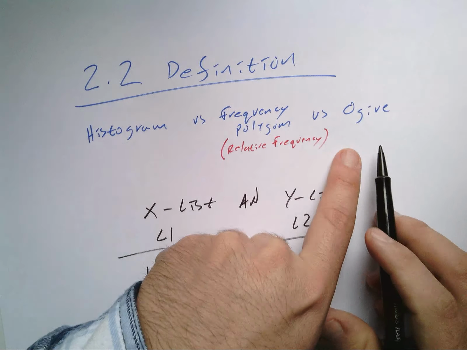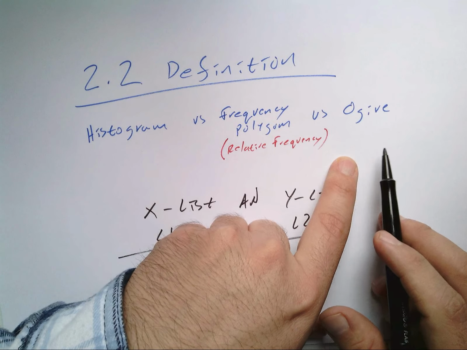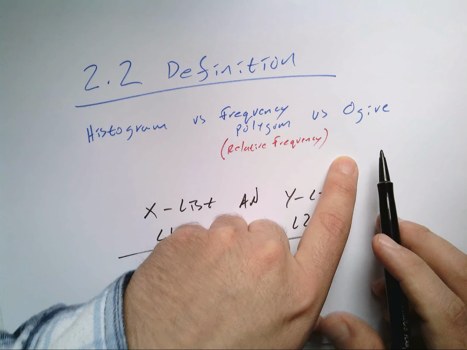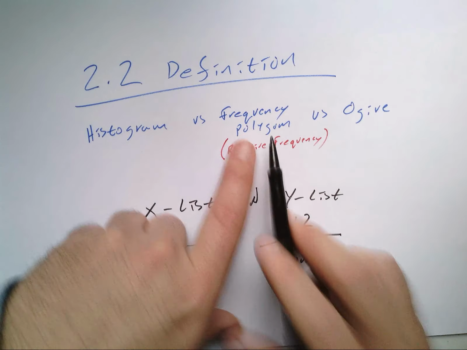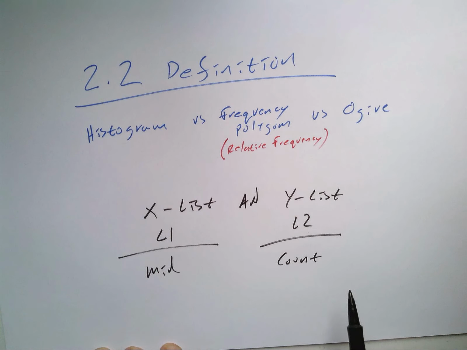And the Ogive is the same as the frequency polygon, except you're doing a running total of what you have. You're going to use the cumulative frequency as opposed to the frequency for each of the classes. Now, in all three of these, the classes are going to be your X list.